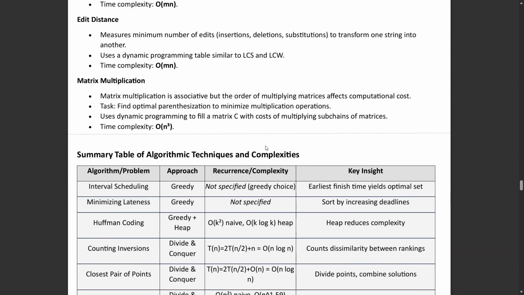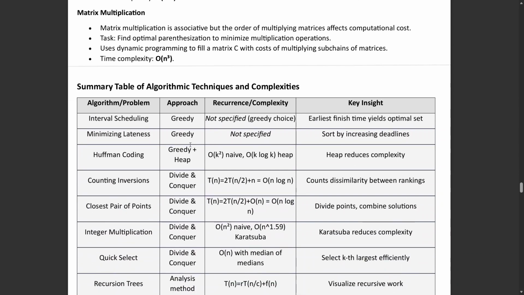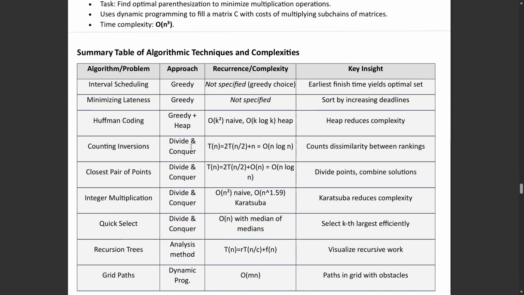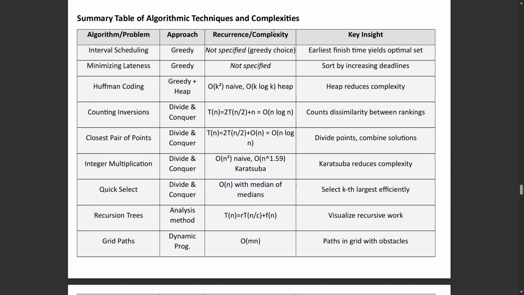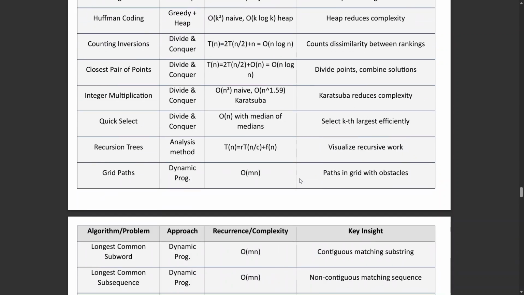To recap: greedy versus divide and conquer versus dynamic programming. Greedy is fast, but it needs proof. Divide and conquer breaks problems into clean parts, while dynamic programming handles overlaps and builds solutions bottom up.